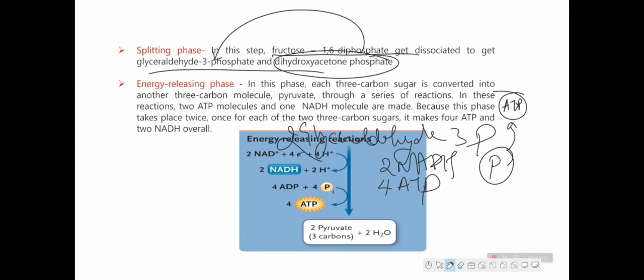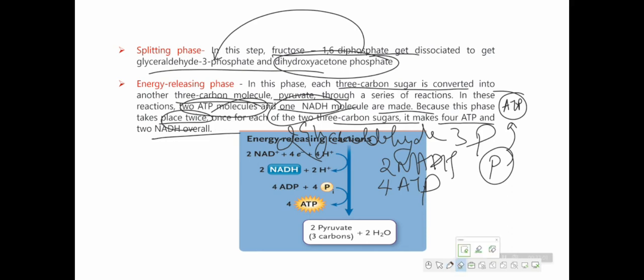In this phase, each 3 carbon sugar is converted into another 3 carbon molecule, that is pyruvate, through a series of reactions. In this reaction, 2 ATP molecules and 1 NADH molecule are made, because this phase takes place twice, because 2 molecules of glyceraldehyde 3-phosphate will be formed. Once for each of the 3 carbon sugars, it makes 4 ATP and 2 NADH overall. Understand? This step is clear?